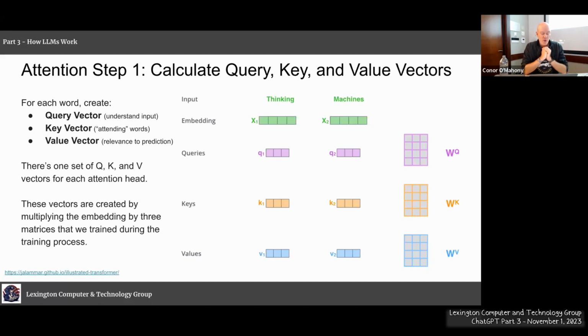There's one set of Q, K, and V vectors for each attention head. Now, these vectors are vectors of values that come from training. You could think of these as weights in a certain regard. Actually, I misspoke. We've got the weights, and these vectors essentially come from multiplying the embedding by those weights. Okay, so that's step 1. We do some math here.